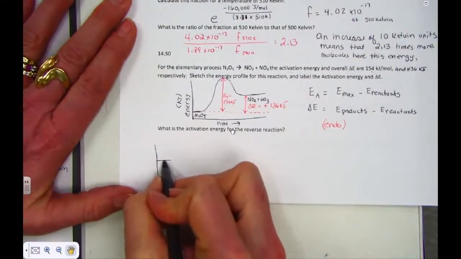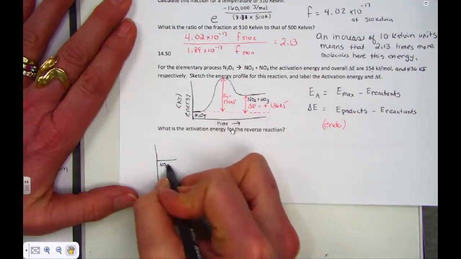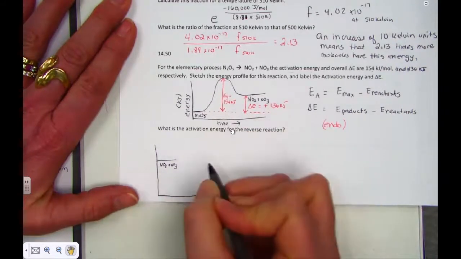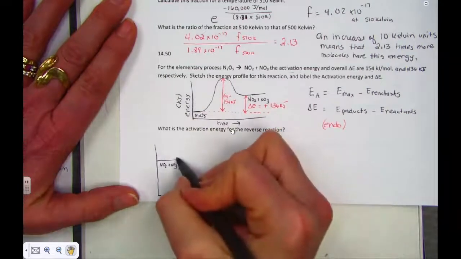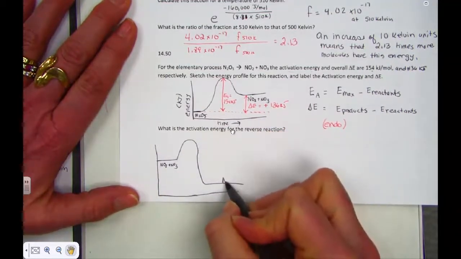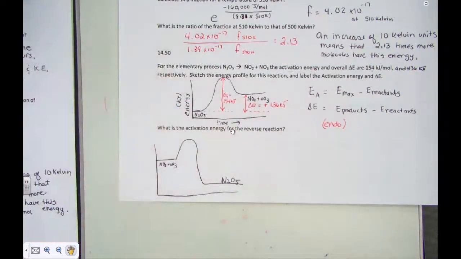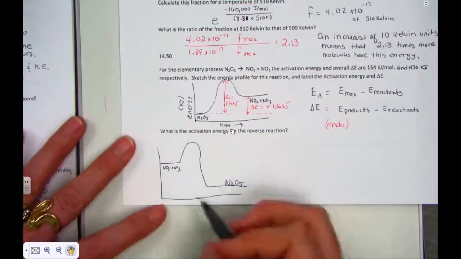Where now the products become the reactants. So the NO2 and the NO3, flipping it around, go on to form N2O5. We're going to read that equation in the reverse order. So now, what's the activation energy for the reverse reaction?